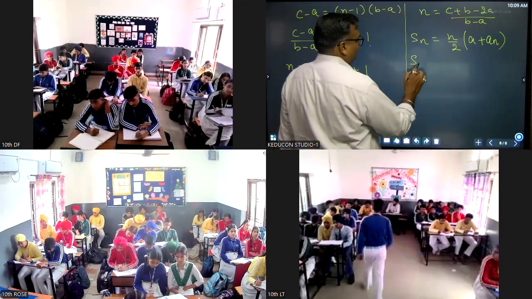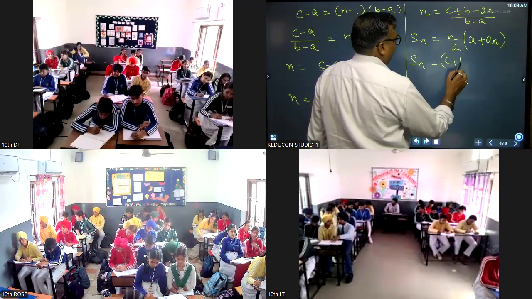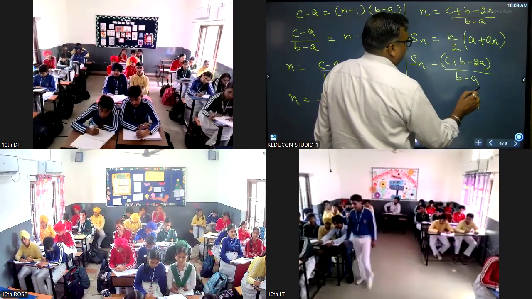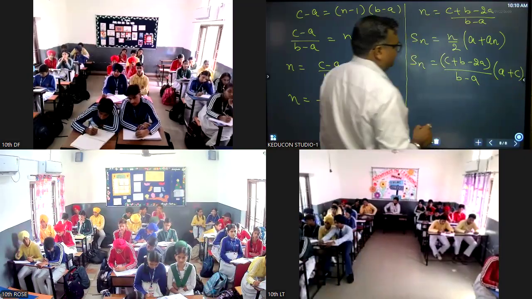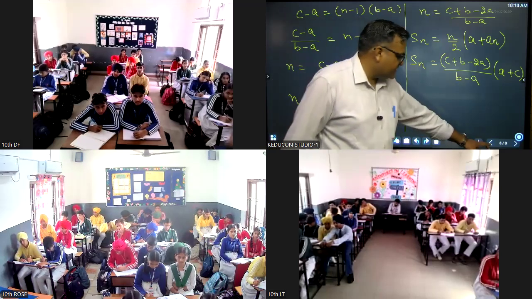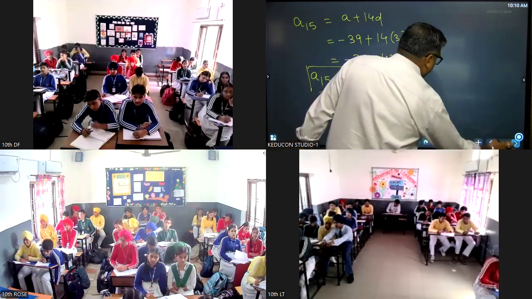What is Sn? N by 2. What is the value of n? This is the value of n, b minus a. What is a? A is a only. What is an? This is c. Now see, we have to prove this thing. Just check in the question. We were supposed to prove this only.